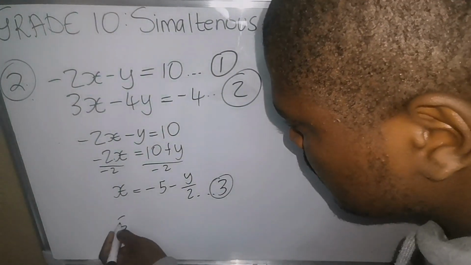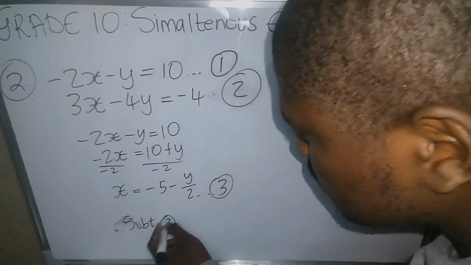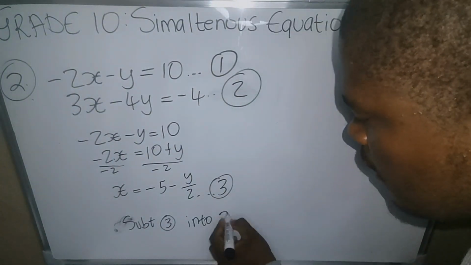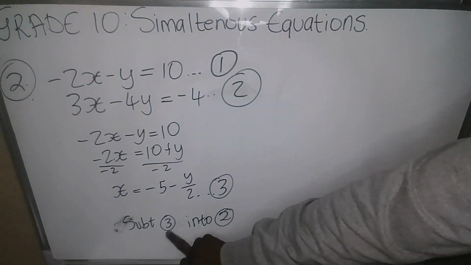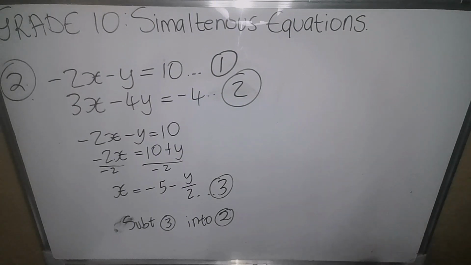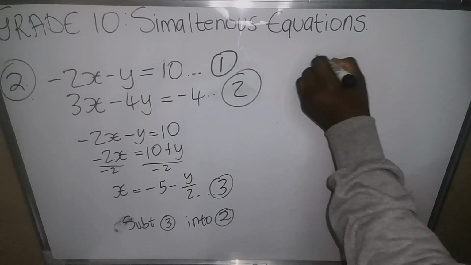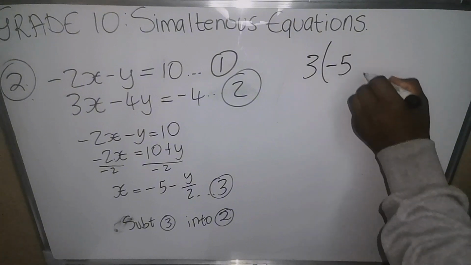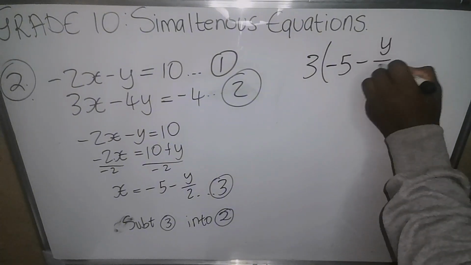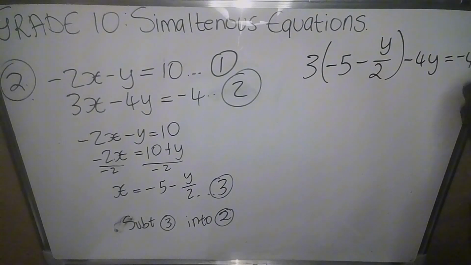Then I'm going to substitute equation number 3 into equation number 2. I used equation number 1 to create equation number 3. So I'm going to substitute equation number 3 into equation number 2. Where I see x, I put in negative 5 minus y over 2 on my equation number 2. 3, I open a bracket, I put in minus 5 where I see x, minus y over 2. Okay, guys. Minus 4y is equal to negative 4. Solve for y, basically.